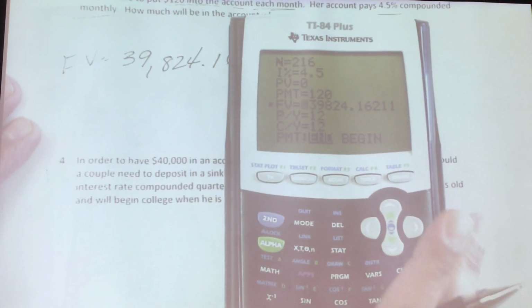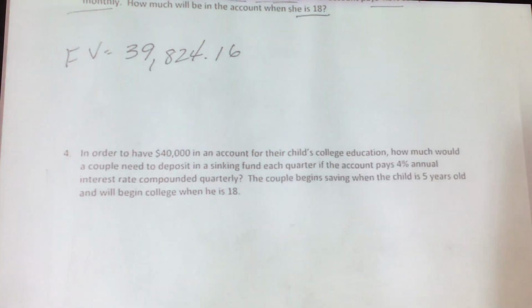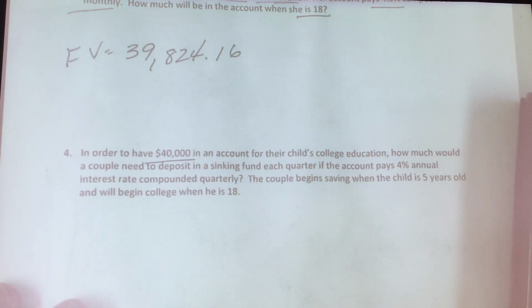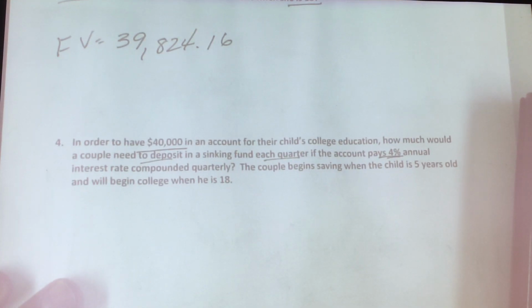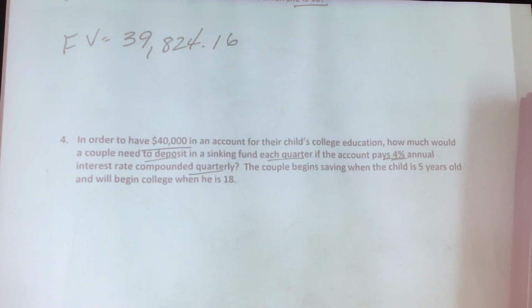Number 4. In order to have $40,000 in the account for their child's college education, how much would a couple need to deposit into a sinking fund each quarter if the account pays 4% annual interest rate compounded quarterly? The couple begins saving when the child is 5 and will begin college when he is 18.